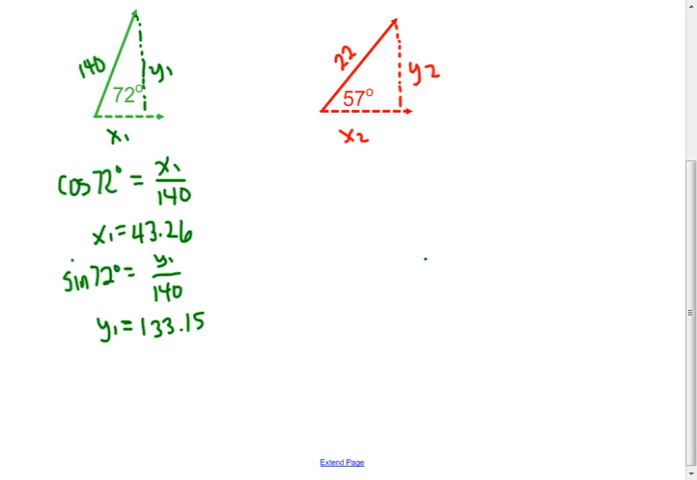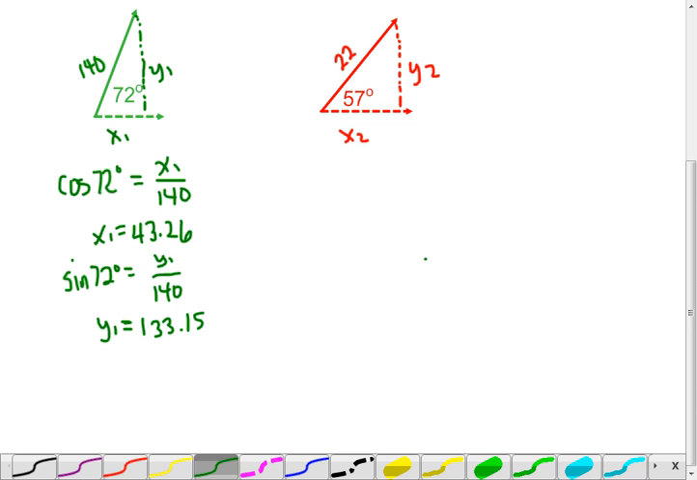And so we get the y component of this vector is 133.15. Alright, so we have the information we need from the first trip that Jack Sparrow took for that first 10 hours. Now let's look at the last 2 hours of his trip. He turned and is heading at 57 degrees, so let's figure out the x component and y component of that.